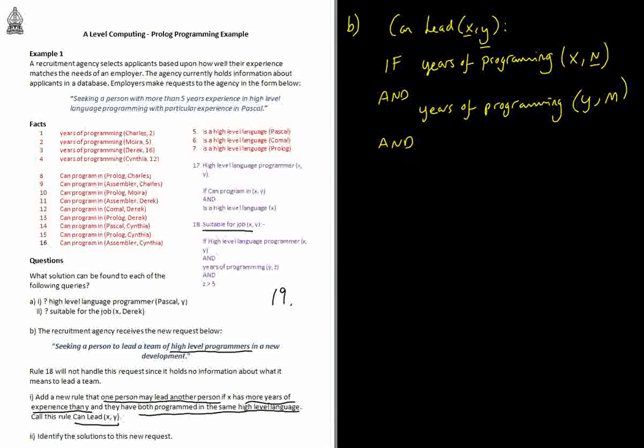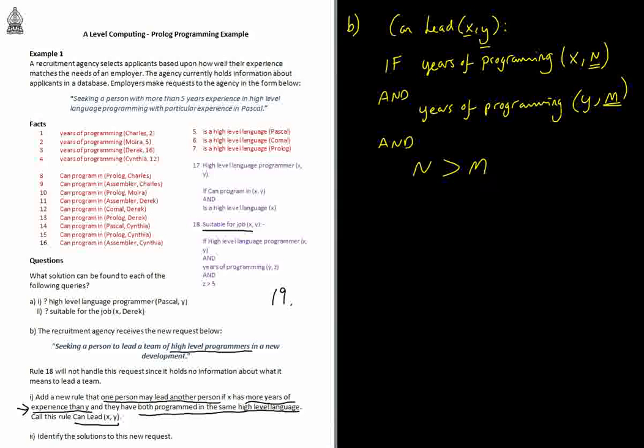Okay. And now let's think back to what that rule said at the beginning, that they've got to have more experience. X has got to have more experience than Y. So I'm going to say that this variable here, N, the first person, has got to have a greater value than M, the second person. So I'm going to put N is greater than M. And that will cover that bit.